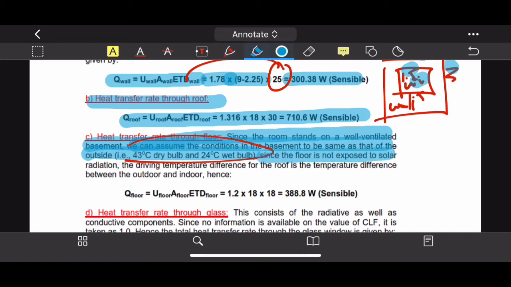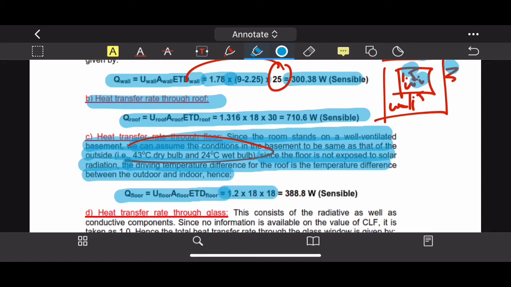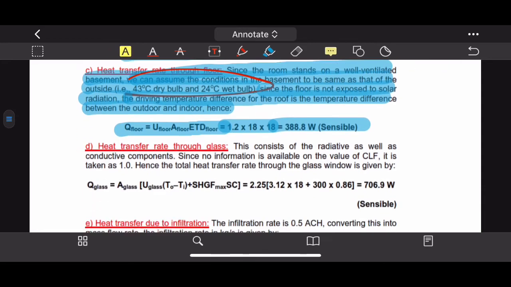Since the floor is not exposed to solar radiation, the driving temperature difference is between the outdoor and indoor. There's only one way heat can escape or go in, which is through the indoor and outdoor wall or roof. So through the floor is U floor times A times ETD, which is 1.2 times 18 times 18, and you get 388.8 watts sensible heat.